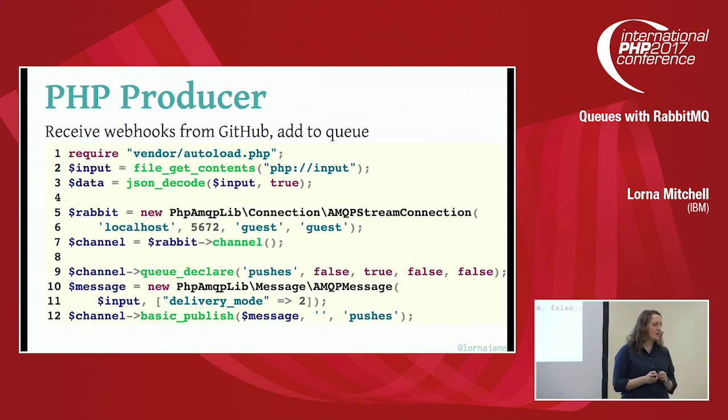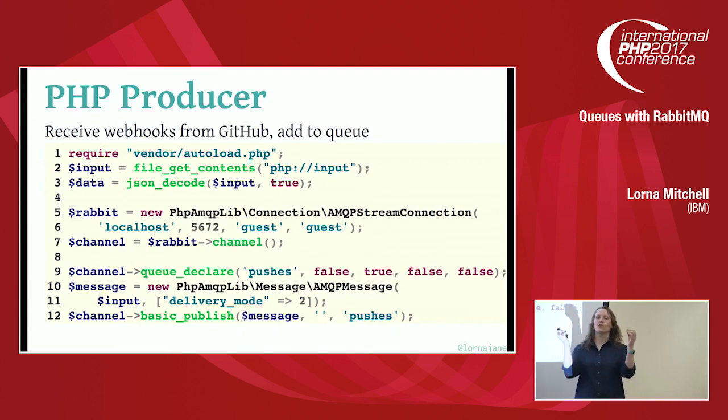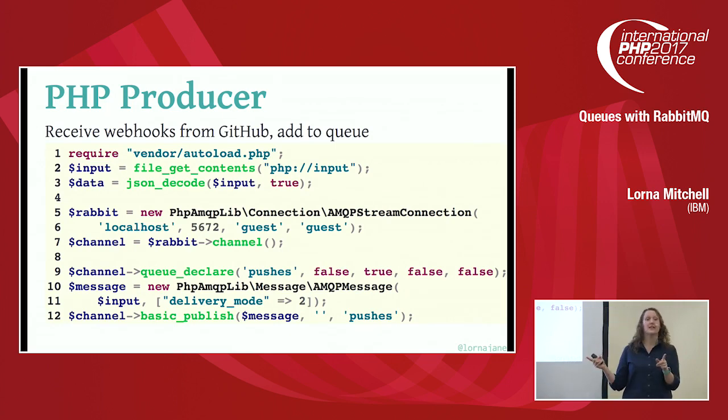All right. So the PHP producer, it's called a producer because it's going to put the messages onto the queue. We're going to receive the webhooks from GitHub and write to the queue. I have line 1, vendor autoload, because I have that AMQP lib included. On line 2, I am reading the incoming data. It's not a form post, it's JSON. So you're going to read this php://input string. That's the body of the request that arrived to PHP.